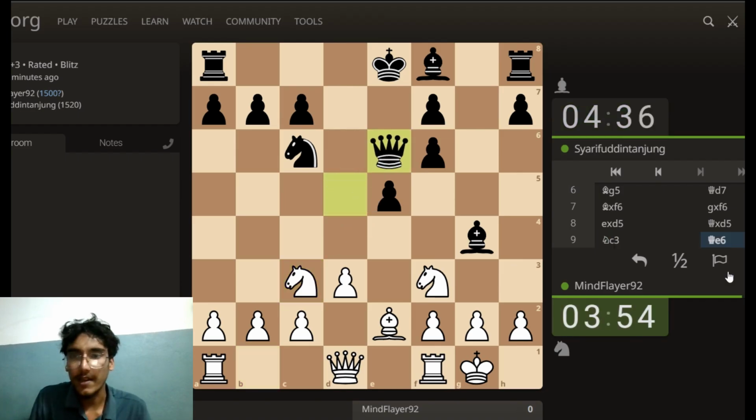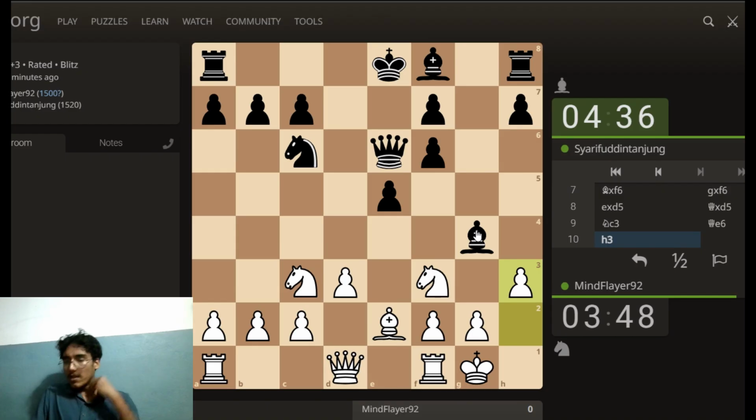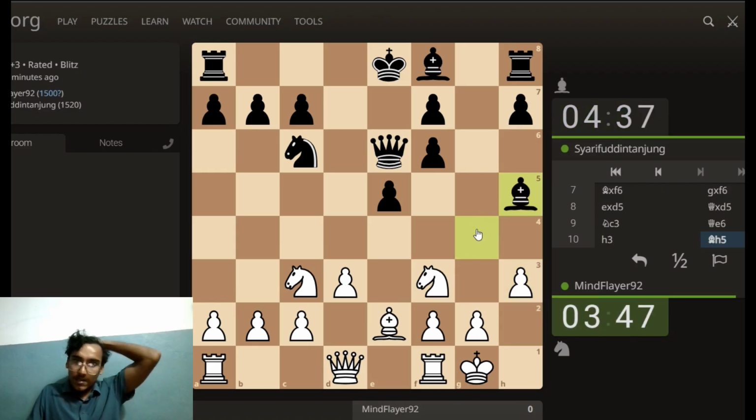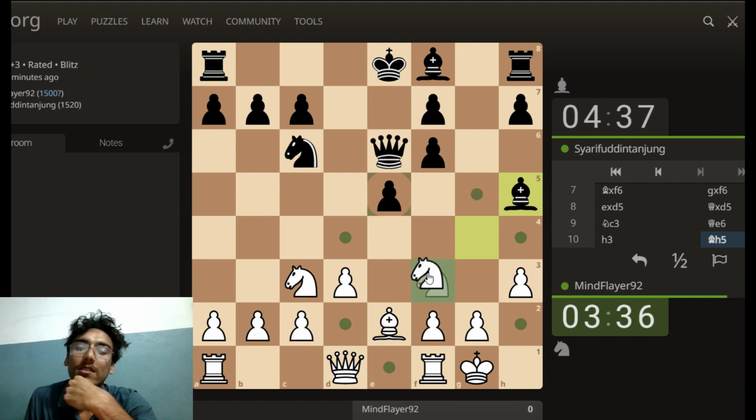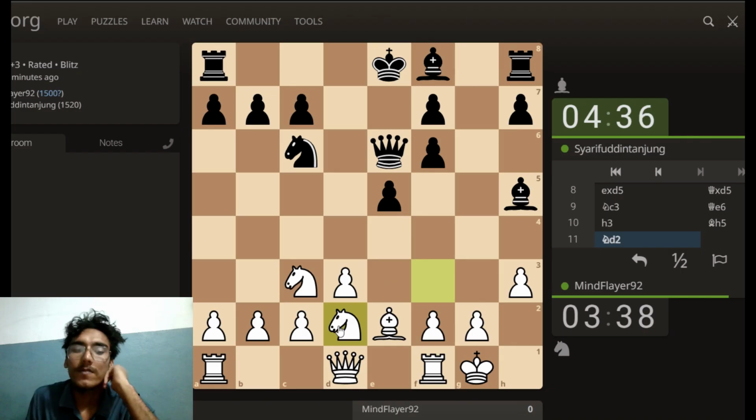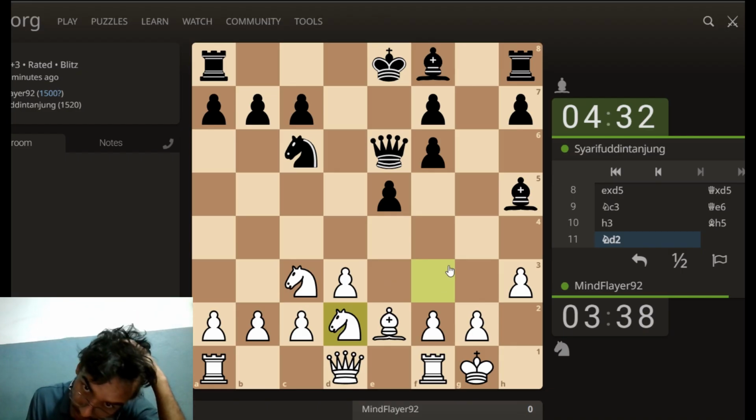He moves back. Now, what should I do? I will just attack this bishop so that he is forced to go. Now I have this crazy idea. I'll leave it. Just I will move aside my knight so that he will.